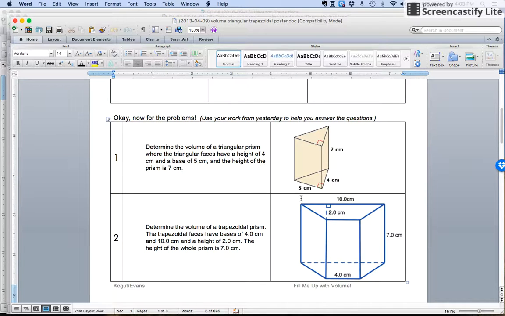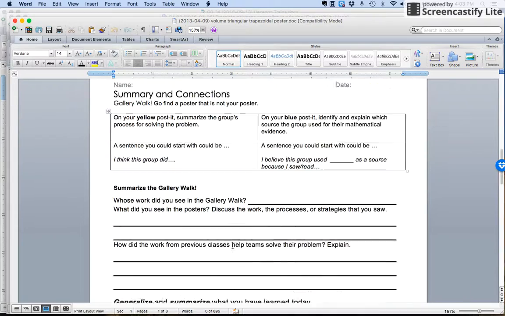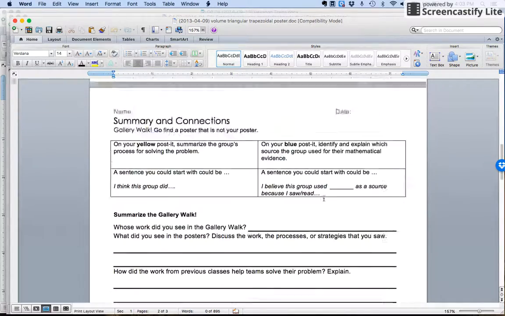Both groups had manipulatives in order to build their prism from a stack of flat surfaces, and then we asked them to generalize from that. And there was a gallery walk and all these different parts to it.